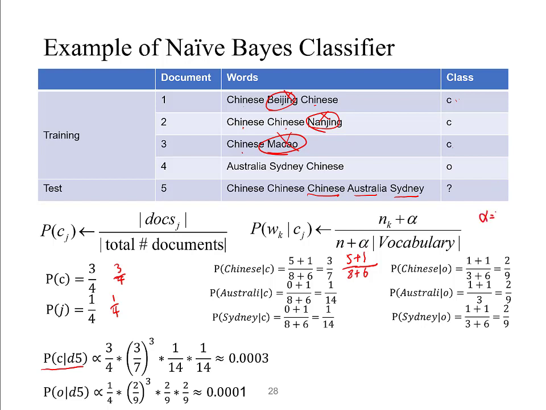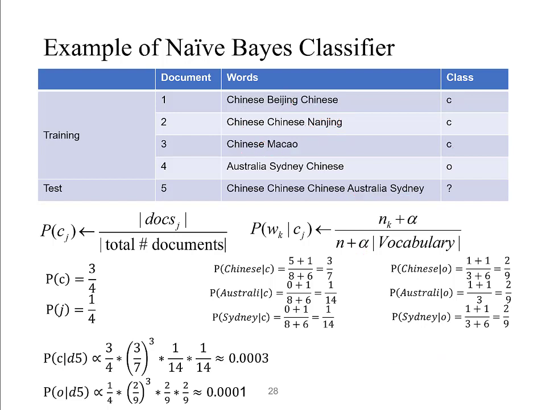And alpha equals 1, by the way. So that's how we get the probability of Chinese given C. And the probability of Australia, sorry, I missed an i here, so of Australia given C would be: for the class label of C, the documents have no Australia, so it would be 0 here. The denominator would always be the same.